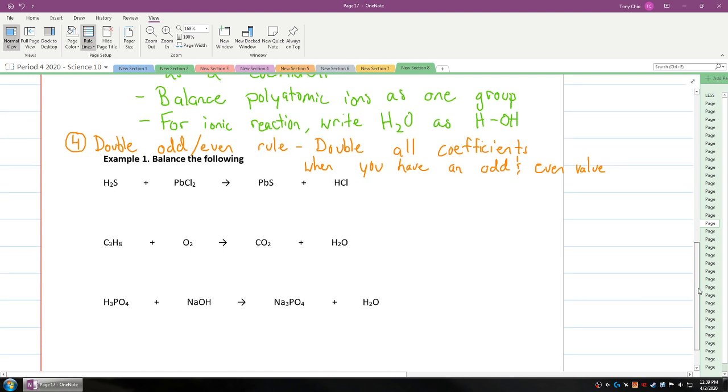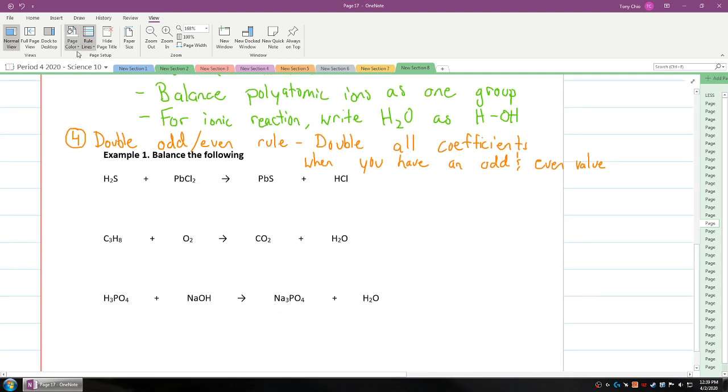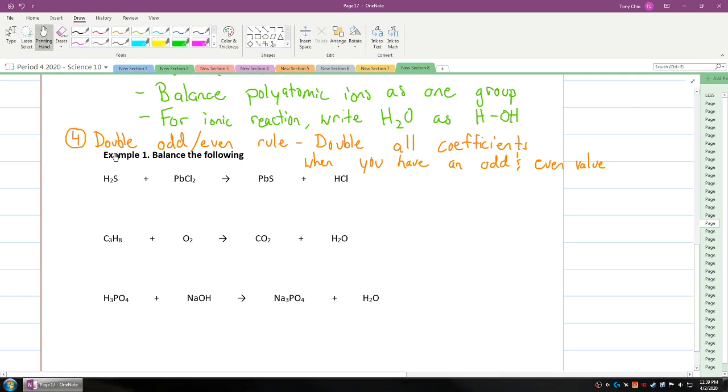So, let's get the first example. The first example is you have H2S plus PbCl2 will give you PbS plus HCl, okay? So you have hydrosulfuric acid plus lead 2 chloride. When it reacts, it's going to give you lead 2 sulfide and hydrochloric acid. So what do you do?